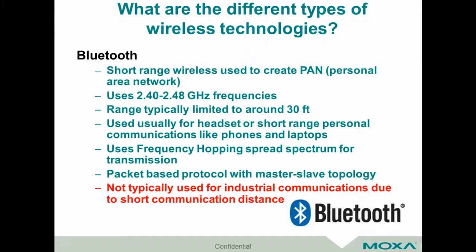Now, one of both the benefits and downfalls of Bluetooth is that the range of this technology is typically limited to around 30 feet, maybe a little bit more. It can also be a little bit less depending on the situation and the environment. Bluetooth is used occasionally in industrial environments, but a lot less frequently than some other personal area network technologies, just because it has a very short communication distance, but it's also pretty susceptible to interference, and that's something that typically we try to avoid when talking about an industrial environment.